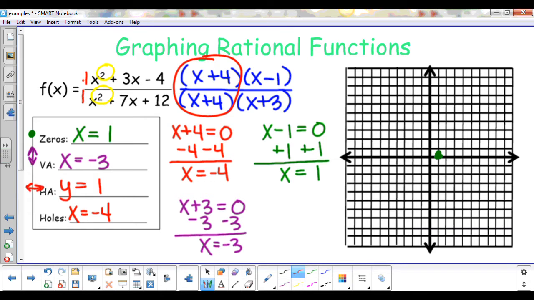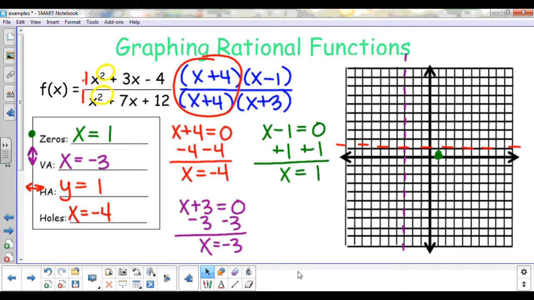So I'm going to have a dashed vertical line through x equal to -3. The reason we dash these lines is because they are not actually part of our graph. We just consider them to be boundary lines. And I'm also going to sketch in a horizontal dashed line at y equal to 1. I'm going to save my hole for when I plot points. So now I have a general idea of what my graph could look like.